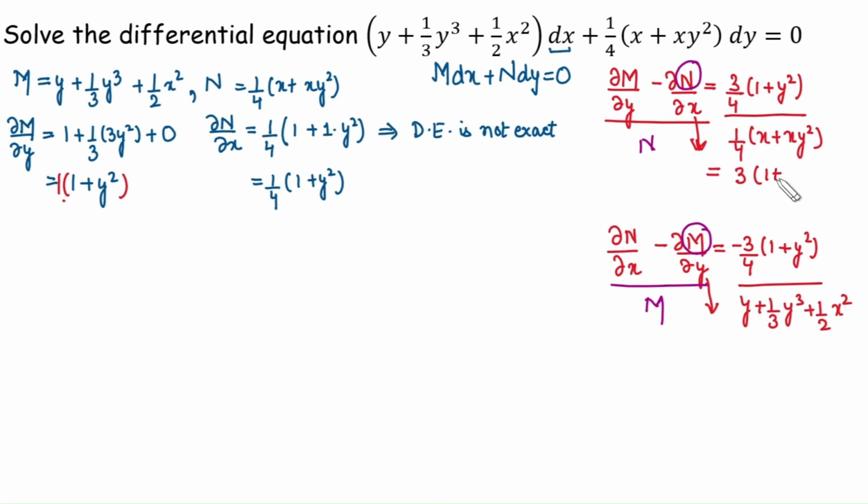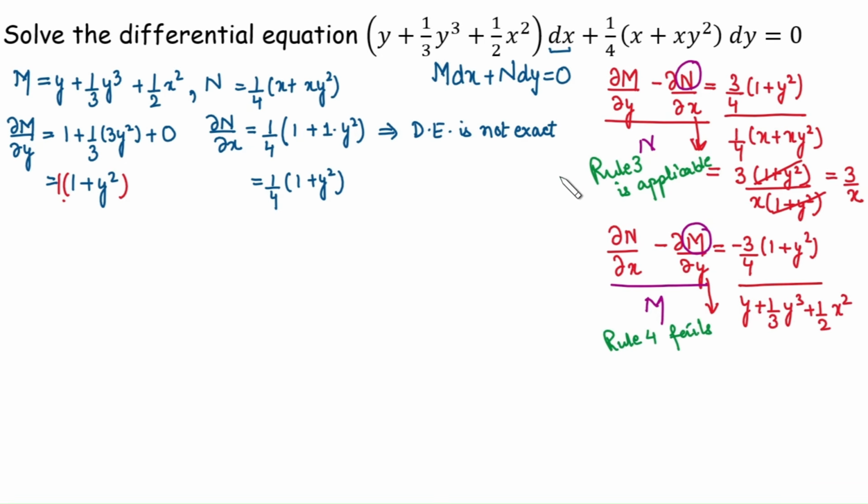This 1 plus y square as it is, divided by, from here take x outside, 1 plus y square. So this term gets cancelled with this. We are getting a function of x only, that is equal to 3 by x. So in this case, rule 3 is applicable, whereas rule 4 is fake. So according to this, what is the integrating factor?